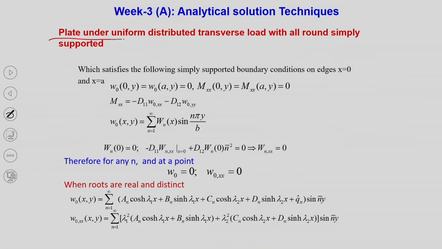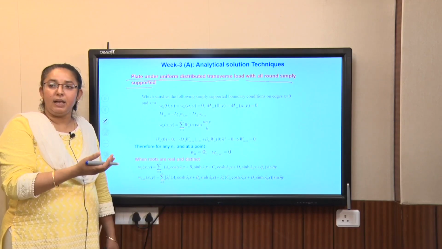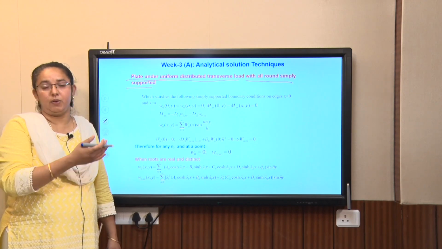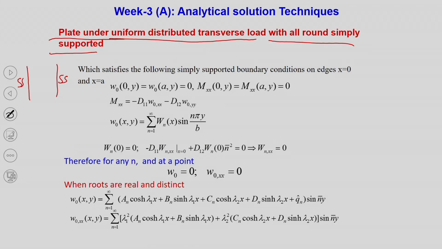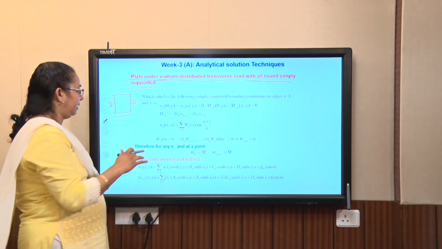Let us say we are going to solve a plate under uniformly distributed transverse load with all round simply supported case. We already have a Navier solution for an all round simply supported plate. Similarly, we can develop a Levy solution in which our x axis is along a, and x equal to 0 is also simply supported. It may be clamped, it may be free, but I am taking a case where this is simply supported. The reason is that I am going to tell you what the difference is when you develop a solution for Levy type and Navier.